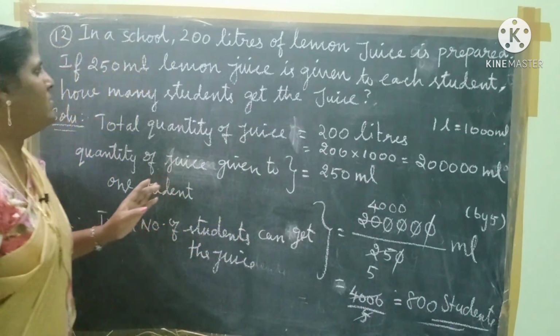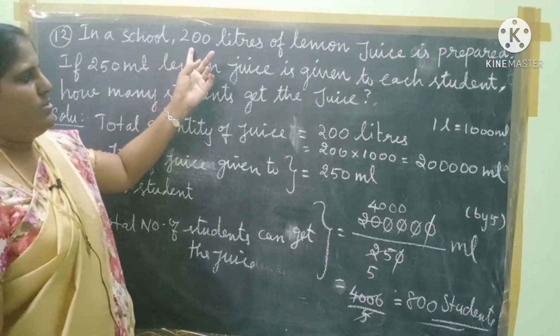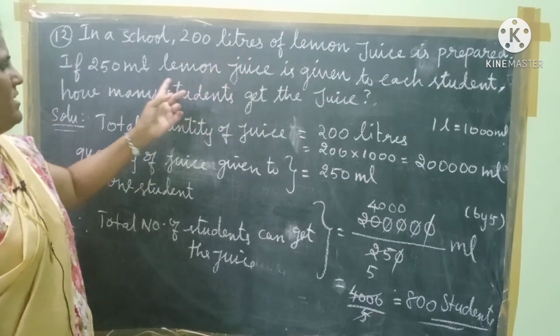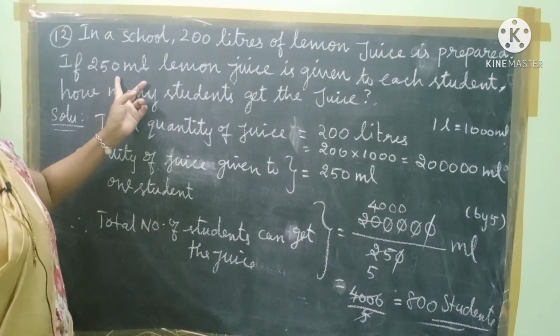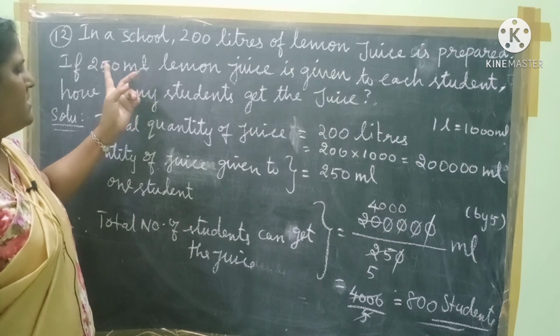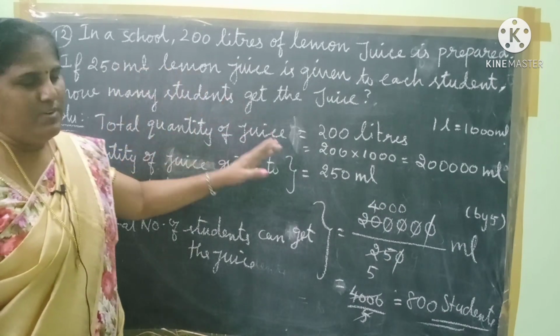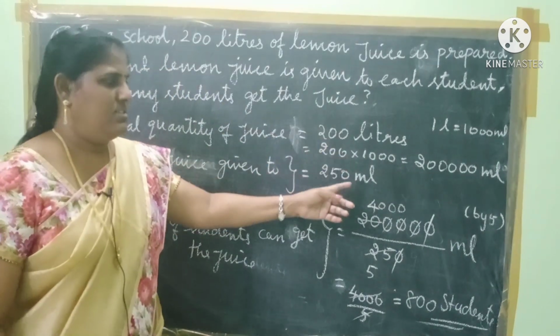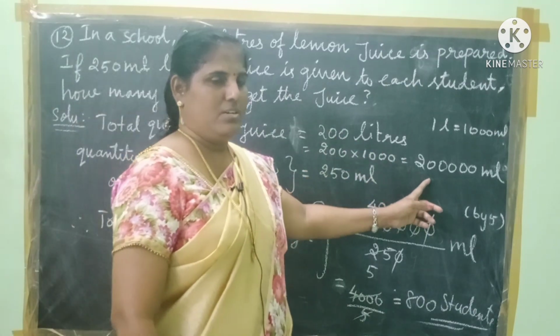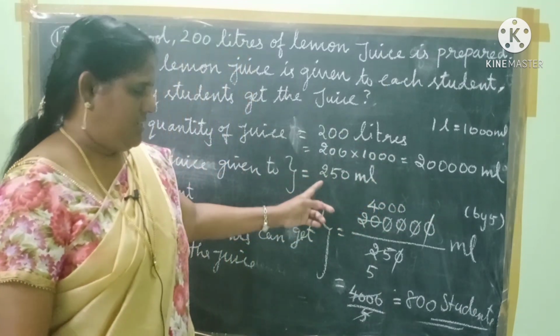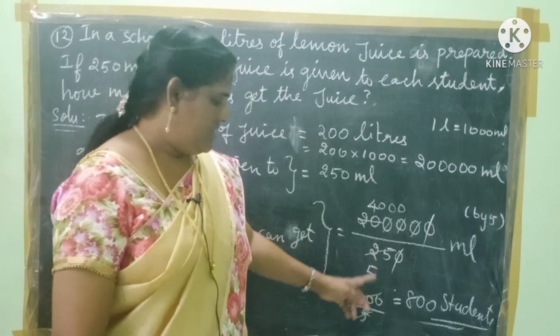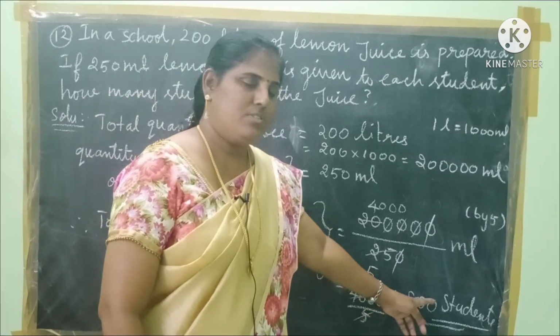First of all, I told you that if the total quantity is given and how much juice each will get is also given, then you should divide the sum. First of all, change the liter to milliliter, then divide it. So what's the answer? 800 students is the answer.